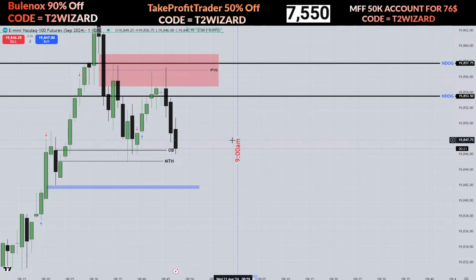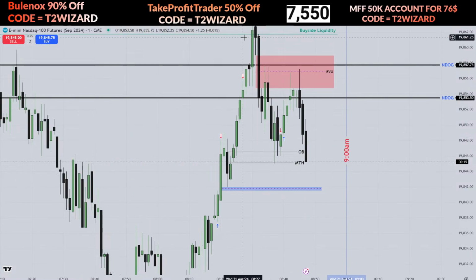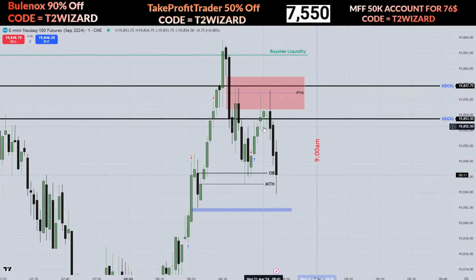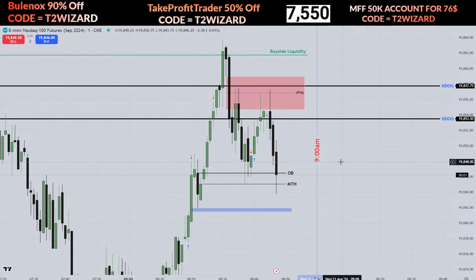So when the market is very near to that 9 a.m. Oh, by the way, I will also write it down that when there is an expansion, after that expansion, I should not push my button. I should wait. So here is the mean threshold of that specific order block, and I would love to see if the mean threshold can hold the price or not.